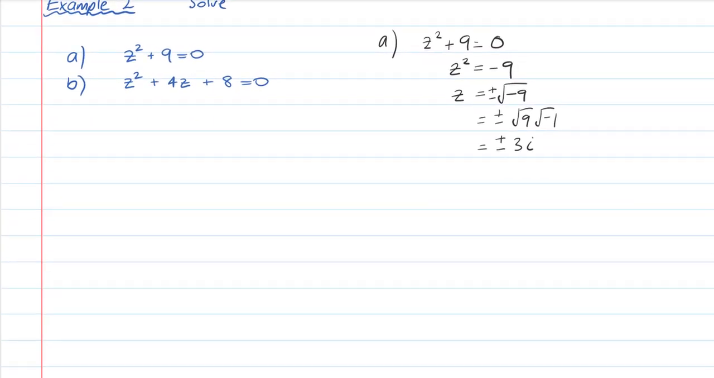B is a bit trickier. I'll run B underneath. So you might have to go back and recall your work on completing the square for B.